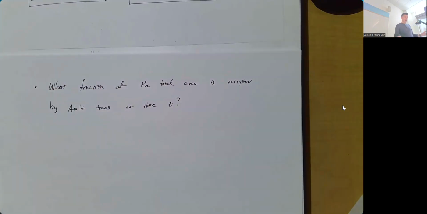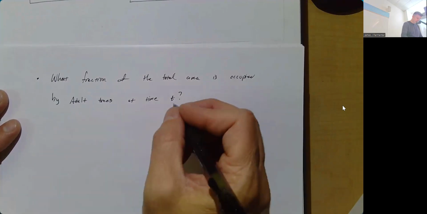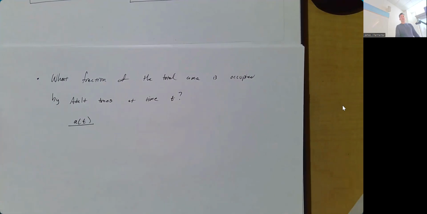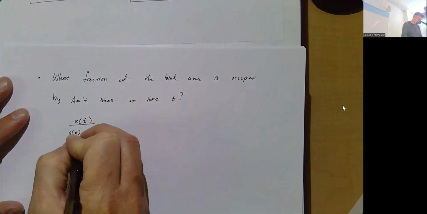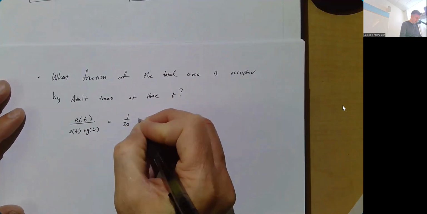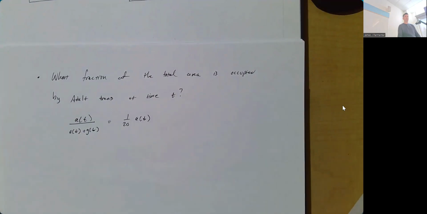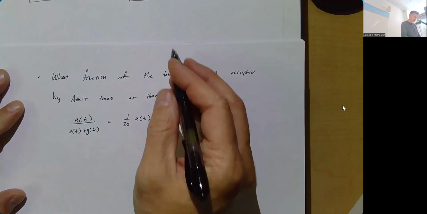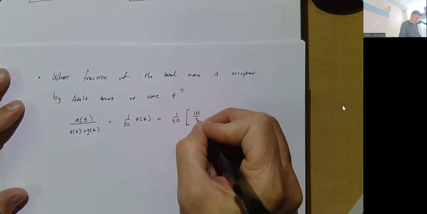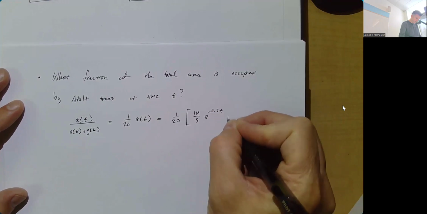This is not terrible to answer. The answer is just the amount of adult trees divided by the total. What's the total? 20. Sure, you could say it's divided by A of t plus G of t, but A of t plus G of t isn't changing. It's a constant in these situations. So really, that's just going to be 1/20 times A of t, which in this case is 1/20 times 14 thirds e to the negative 0.3 t plus 40 thirds.